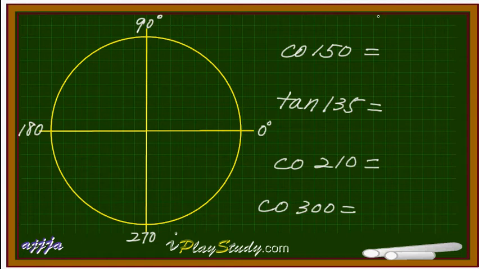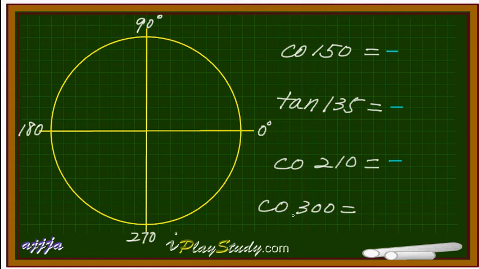Quickly, four more right here. Let's decide the positive and negative first. Now 150 is the second quadrant. In the second quadrant cosine is negative. You remember only sine is positive right here. Then tangent 135. 135 is right here, right? That means tangent is negative. What about cosine 210? Cosine 210 is right here. Third quadrant, also tangent is positive, but this one is negative.